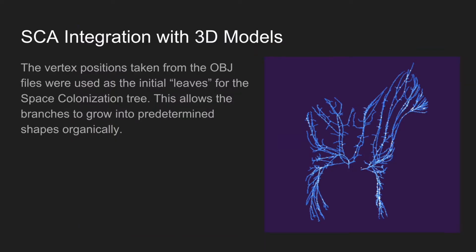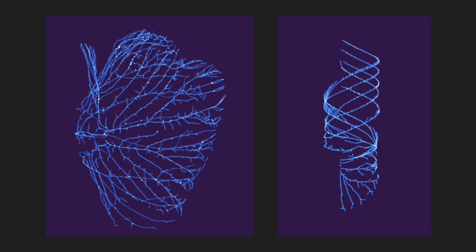And these 3D models were also integrated into the space colonization algorithm. How this would work is the vertex positions taken from the OBJ files were used as the initial leaves, the attraction points for the space colonization tree. This would allow the branches to grow into predetermined shapes organically. And here are some examples of what it would look like.